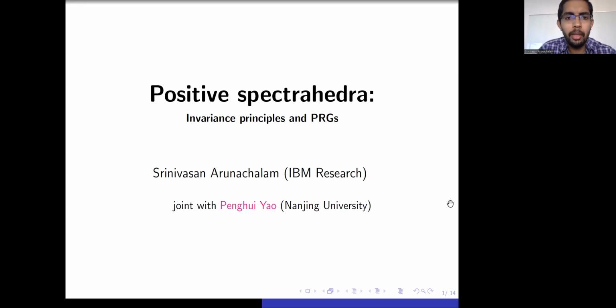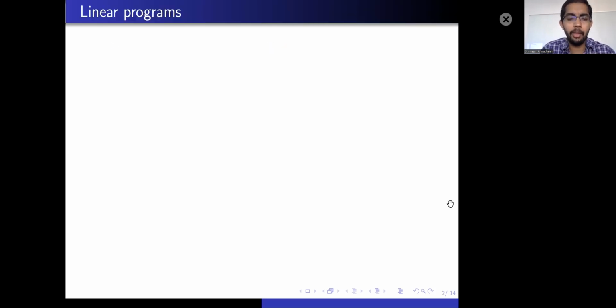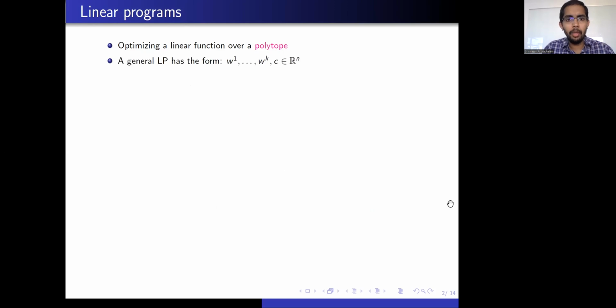So the starting point of this work is linear programs. So what is a linear program? It is just an optimization problem where we optimize a linear function over a polytope. Let's see what a linear program looks like mathematically. It is defined by k vectors in R^n, W1 to Wk, and a constraint vector C. We are optimizing a linear function, C transpose X. C is an n-dimensional vector, X is an n-dimensional vector, so C transpose X is a number.